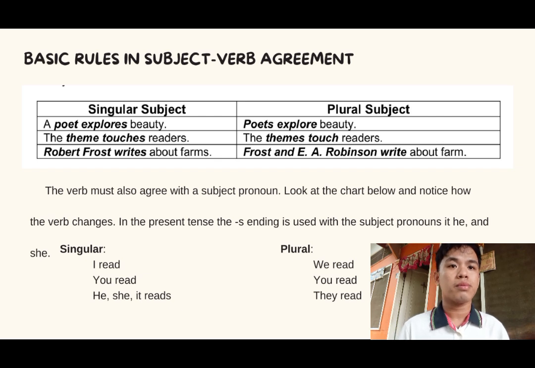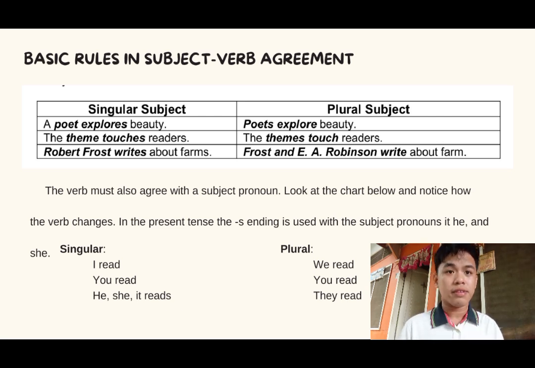So as what we have observed here, there are changes in the subject and then the verb. The same goes with the third sentence, which is "Robert Frost writes about farms." If we are going to change it to a plural subject, since we cannot add s because Robert Frost is the name of a person, we only need to add another name of a person, which is E.A. Robinson. So what will happen is Frost and E.A. Robinson write. We don't need to add s to the verb because there are already two subjects. So, "Frost and E.A. Robinson write about farms."